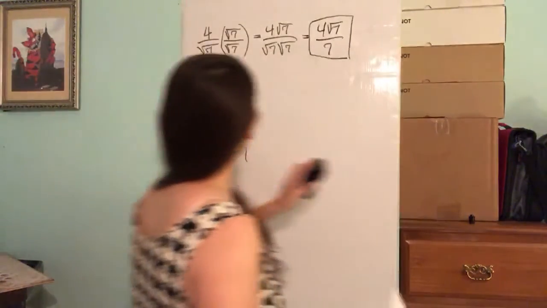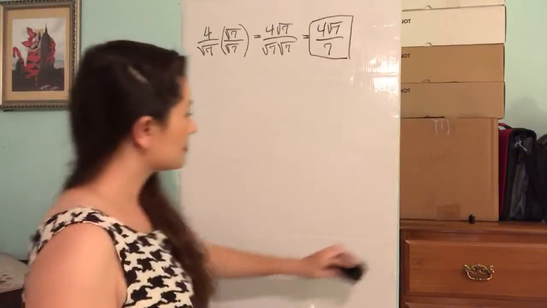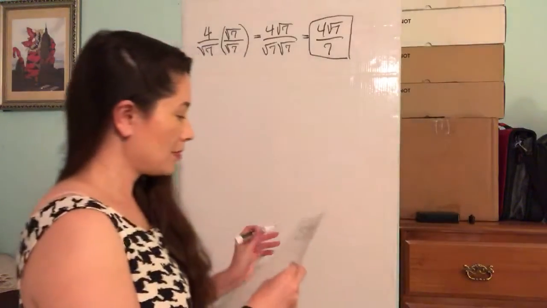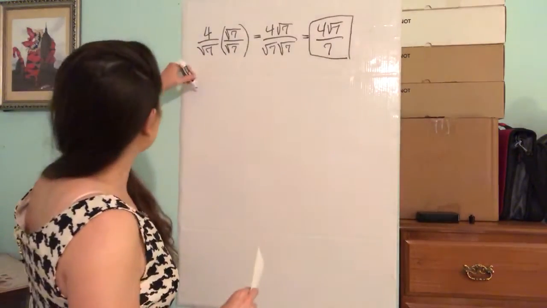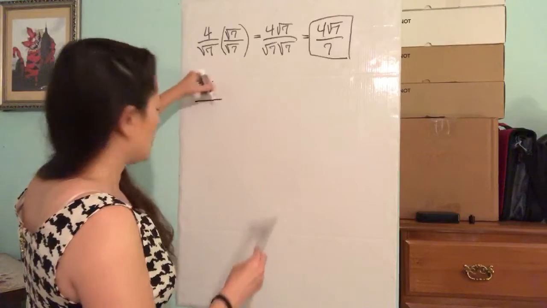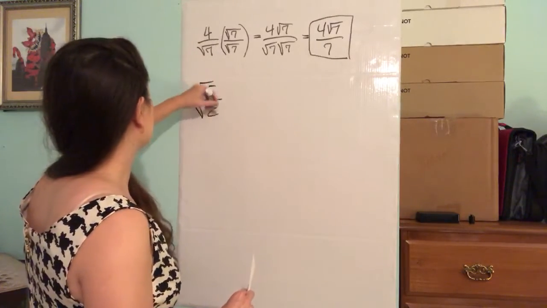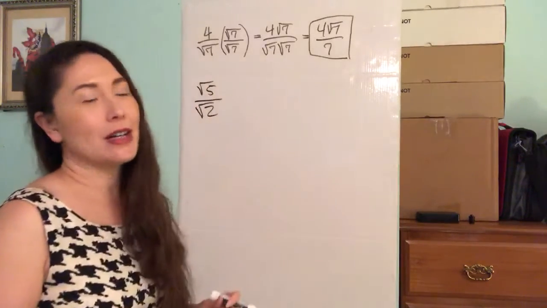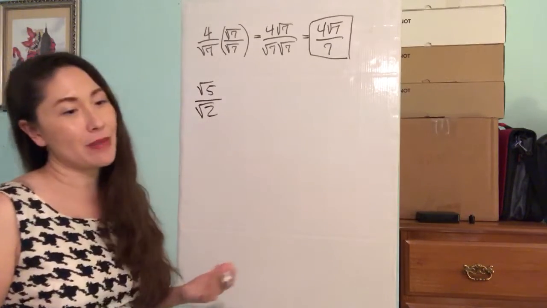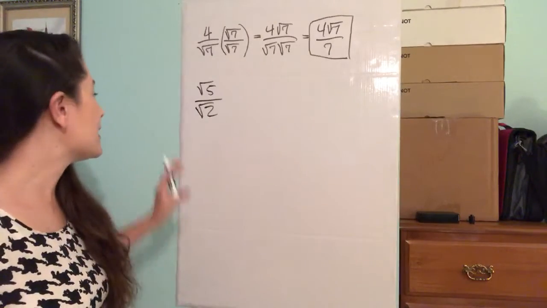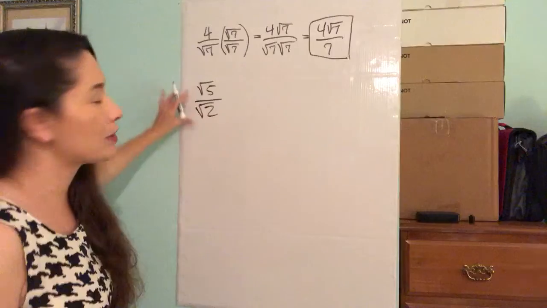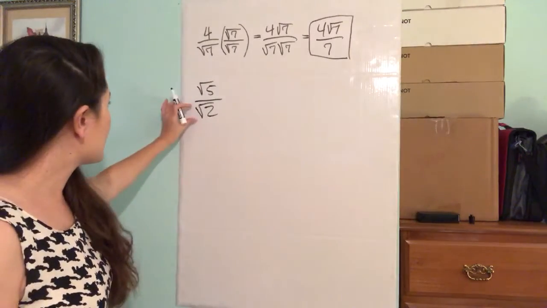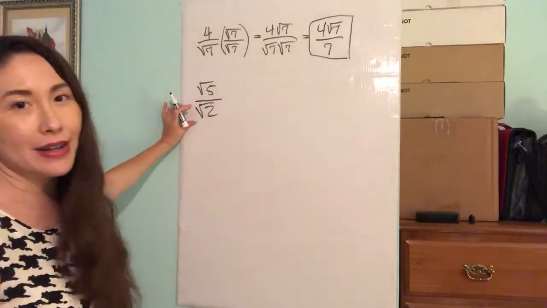Let's try another one. We've got square root of 5 over square root of 2. Again, we have a radical in the denominator, and we don't like that. This is not in simplified form yet. In order to simplify it, we need to get rid of this radical in the denominator, right?